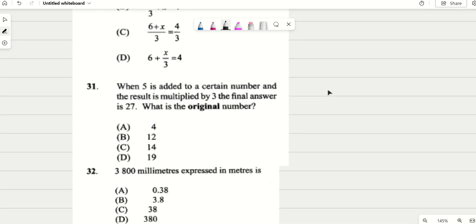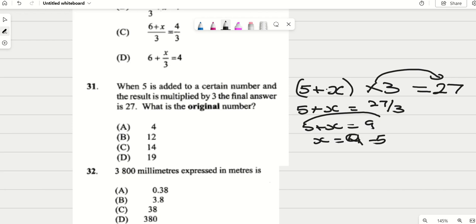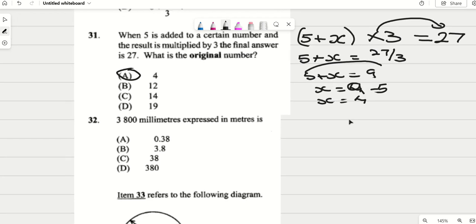Right, number 31. When 5 is added to a certain number, we're going to put the certain number as x. When 5 is added to a certain number and this result, the addition, is multiplied by 3, your final answer is 27. What is x? So we're going to carry across, divide by 3. So 5 plus x is equal to 27 divided by 3. So 5 plus x is equal to 9. So x is equal to 4. Or if I carry across 5, it would be 9 minus 5. So x is equal to 4. So my answer is A. Right, that's how you would do this one.